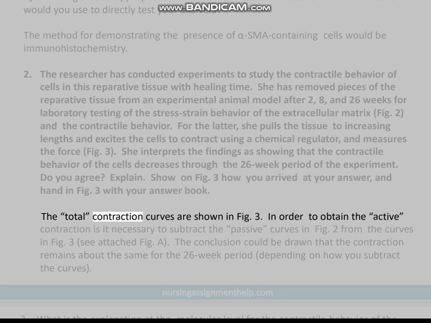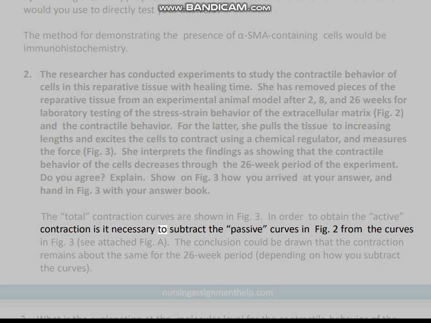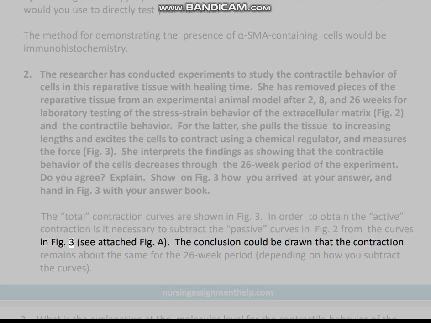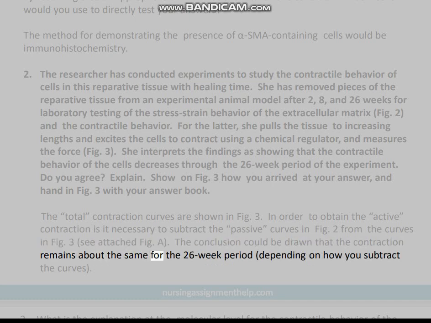The total contraction curves are shown in Fig. 3. In order to obtain the active contraction, it is necessary to subtract the passive curves in Fig. 2 from the curves in Fig. 3. See attached Fig. A. The conclusion could be drawn that the contraction remains about the same for the 26-week period, depending on how you subtract the curves.